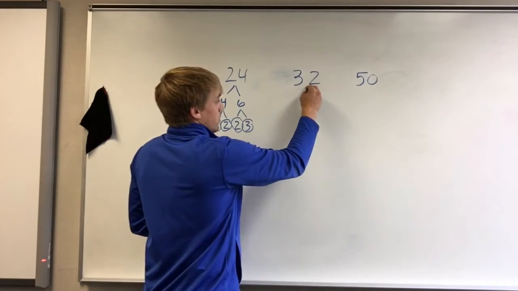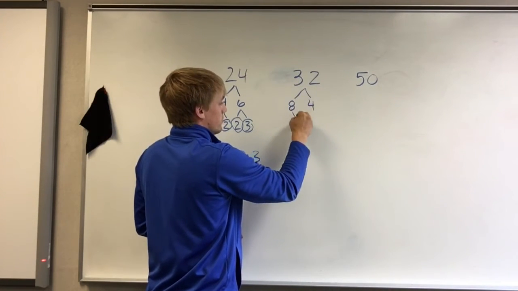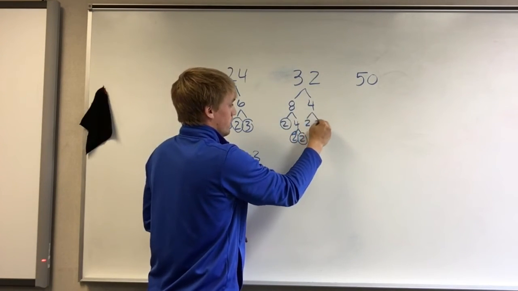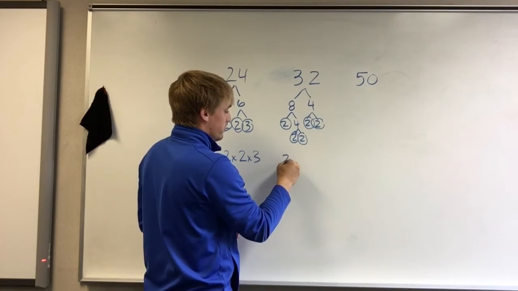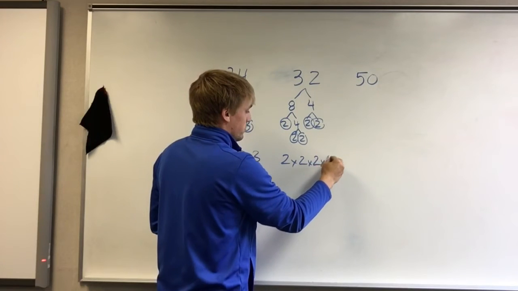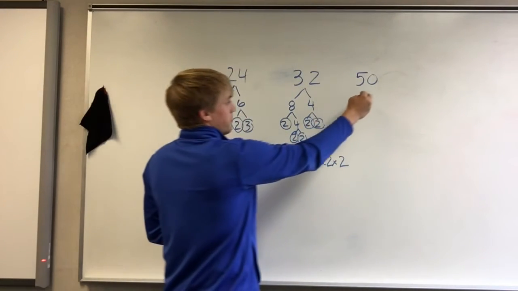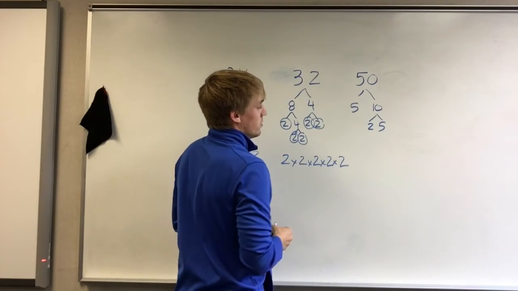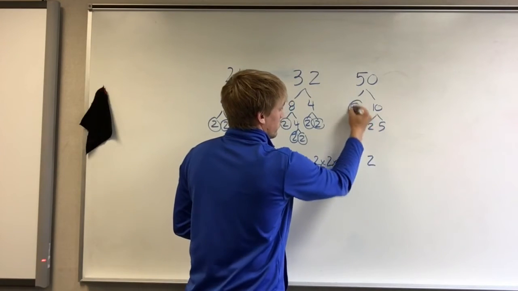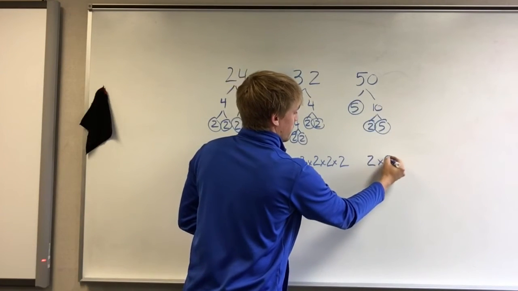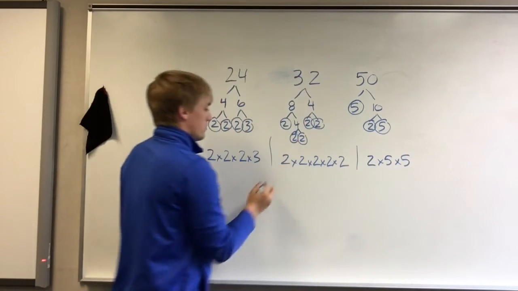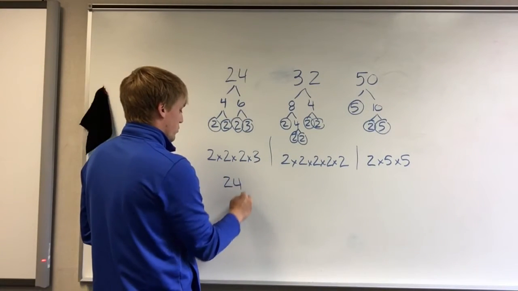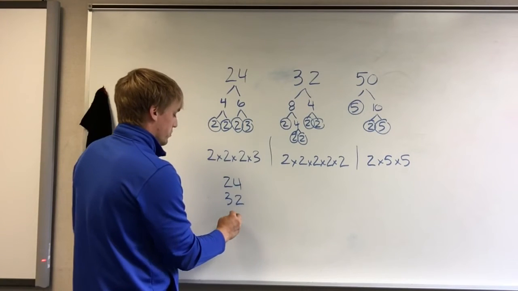32, 8 times 4, 2 times 4, 2, 2. These are all prime. So our prime factors are 2 times 2 times 2 times 2 times 2. And 50, we have 5 times 10, 2 times 5. So we have 2 times 5 times 5. Okay, so those are the prime factors for each number. And I'm going to rewrite them so I can see them more easily. 24, 32, and 50.